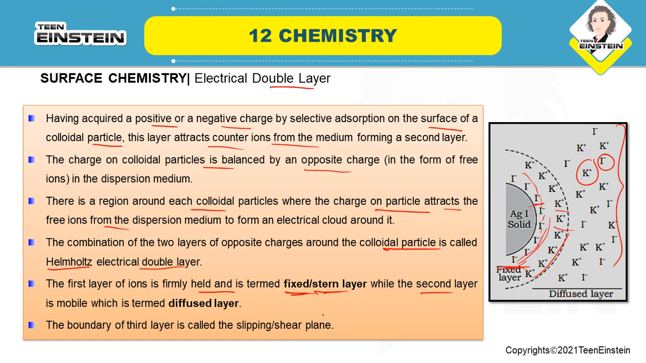Though here we have mentioned only two layers, that is the fixed layer and the diffuse layer, you can also consider a third layer. If you consider this surface area as another layer, then there will be a third layer. But just remember that the boundary of the diffuse layer is actually the slipping plane or shear plane. Whether it is third or second is not important, just remember it is the limit of the diffuse layer, where the diffuse layer ends, and that plane is the slipping plane or shear plane.